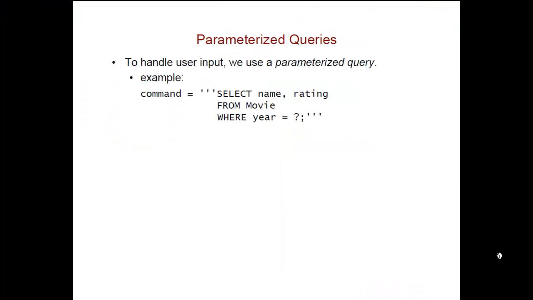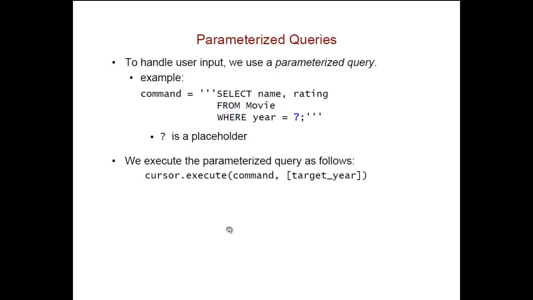The way we do that is using what's called a parameterized query. So in our query string, we're going to put a question mark where the year used to be. And that question mark is a placeholder. You can see I'm also taking my query string and I'm assigning it to a variable because we're going to use that variable when we execute the query. And what's going to happen is we're going to execute it by passing in the variable for the query string. And then in addition, we're going to pass in a list containing whatever should be plugged in to the placeholder.